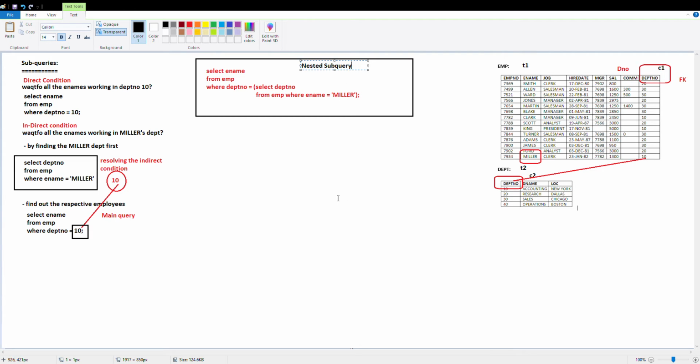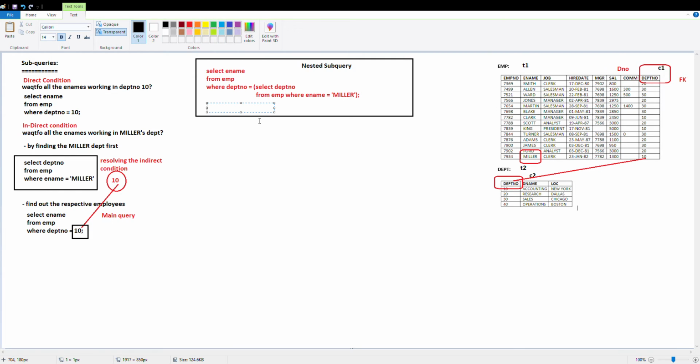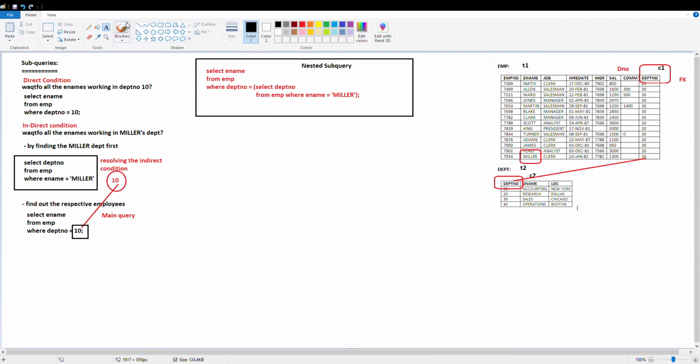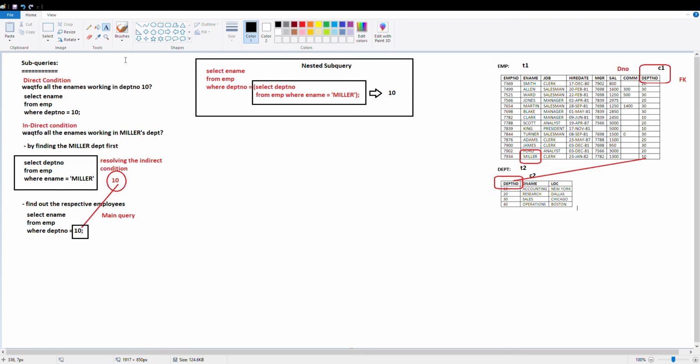In a nested subquery, we'll always have one main query and the condition query, or you can say an outer query and an inner query. So what will the inner query do? First, the inner query will get executed. Once this is executed, one output will be generated. In our case, the output is 10. Then the outer query will start executing. So this is the outer query, and it will start executing.